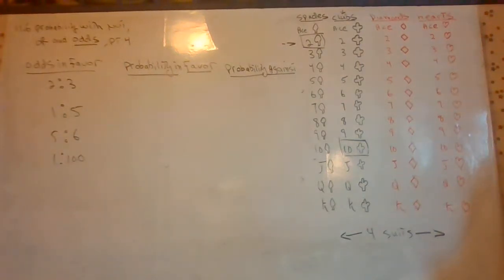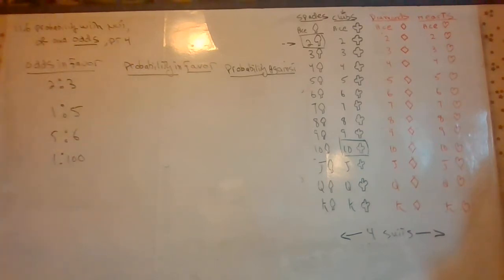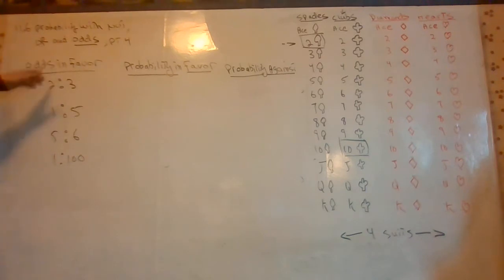Probability of not or and odds. We're going to talk more about odds, part 4. Let's suppose we have an event where the odds in favor are 2 to 3. So for instance, if you do some experiment, 2 times it is going to happen for every 3 times it's not going to. So it's more likely not to happen than happen.